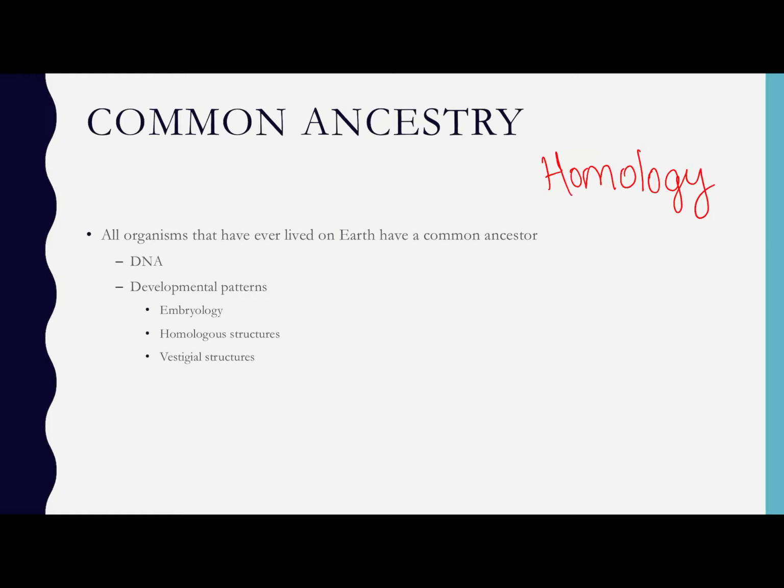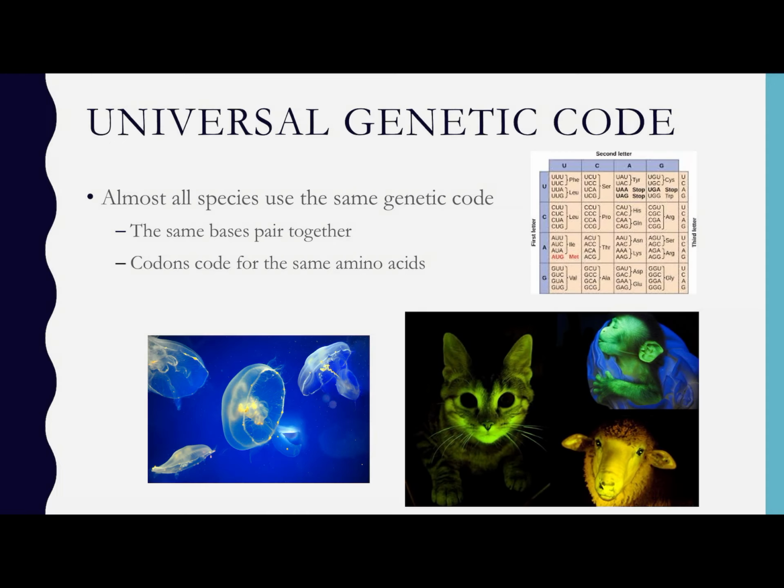The rest of this has to do with something called homology. And homology means sameness. And the reason that there is so much homology between different organisms is the fact that we have a common ancestor. All organisms have a single common ancestor, but the more recent that common ancestor is, the more homology individuals or species will have. We'll look at DNA and then different developmental patterns.